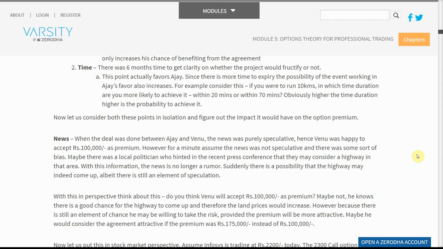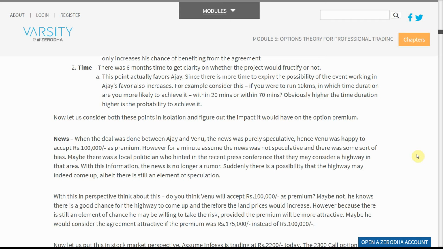Now let us consider both these points in isolation and figure out the impact each would have on the option premium. News. When the deal was done between Ajay and Venue, the news was purely speculative. Hence Venue was happy to accept 100,000 rupees as premium. However, for a minute assume the news was not speculative and there was some sort of bias. Maybe there was a local politician who hinted in a recent press conference that they may consider a highway in that area. With this information, the news is no longer a rumor. Suddenly there is a possibility that the highway may indeed come up, albeit there is still an element of speculation.